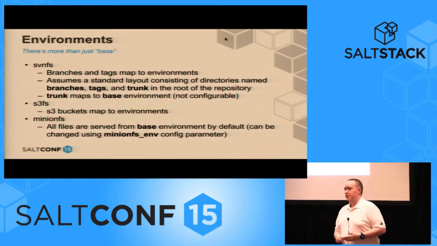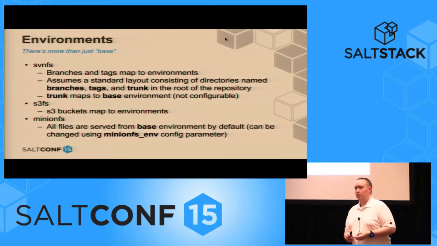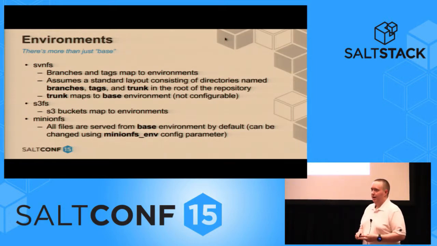S3, there's actually two different ways of determining what becomes an environment. You can either have one bucket per environment, or you could have buckets based on the path within the environment. There's an explanation in the S3 file server documentation that shows how you would configure that in your master config to do it both ways.